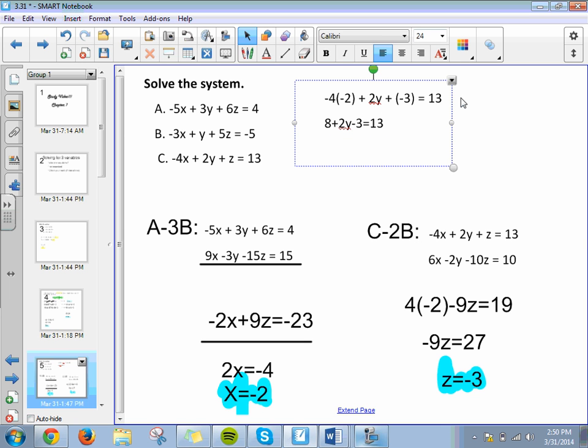So 8 minus 3 is 5, 5 plus 2y equals 13. Subtract 5 from both sides, 13 minus 5 should be 8. So we're left with 2y equals 8. Therefore, y will equal 4.